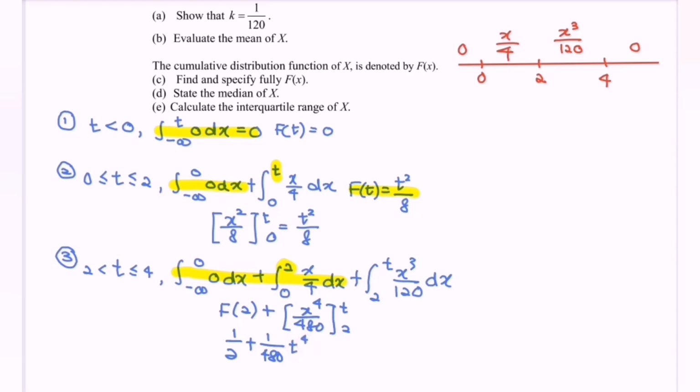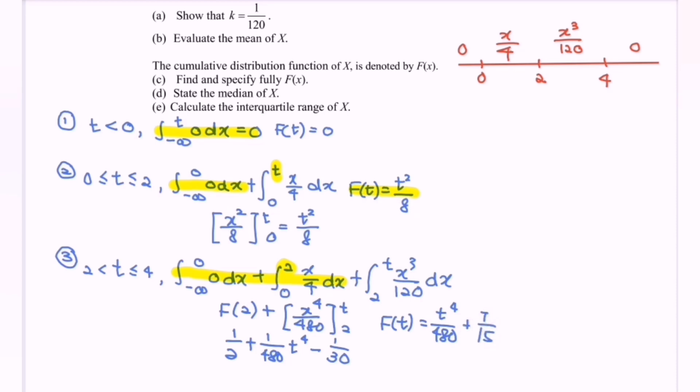t to the power 4 minus, so 2 to the power of 4, where we have 16 over 480. So in this part, we will have negative 1 over 30. So finally, the f(t) for this part would be t to the power of 4 over 480. So 1 over 2 minus 1 over 30, where we will have positive 7 over 15.